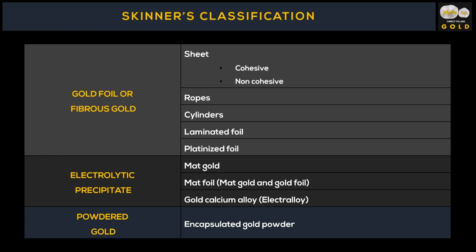Gold foil or fibrous gold can be further subdivided into sheets, ropes, cylinders, laminated foil and platinized foil, and the sheet can be cohesive or non-cohesive. We will be seeing about all these types of direct filling gold in the coming session. Then electrolytic precipitate is subdivided into the matte gold, the matte foil, and the gold calcium alloy, also called the electroalloy. The powdered gold is categorized into an encapsulated gold powder.